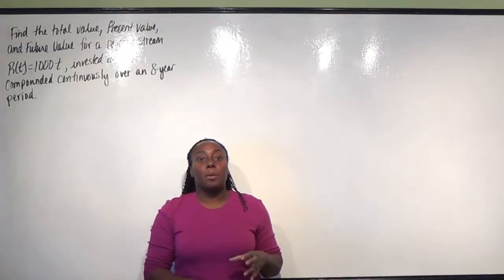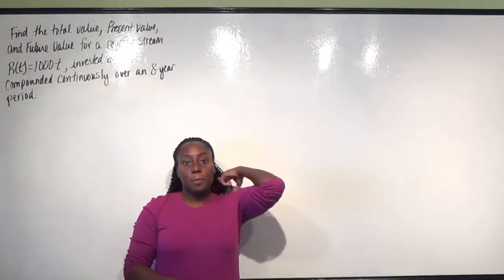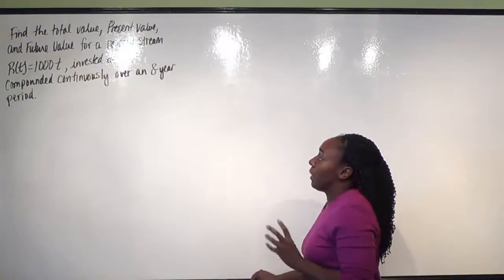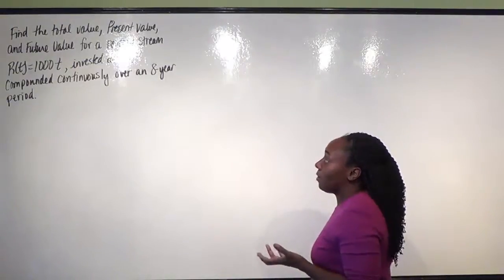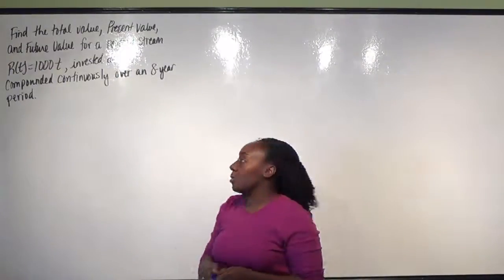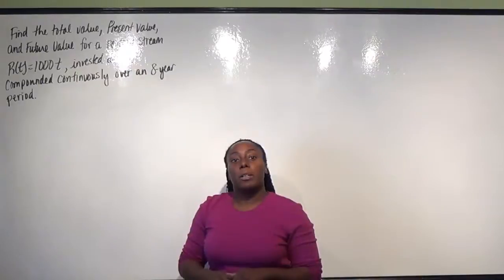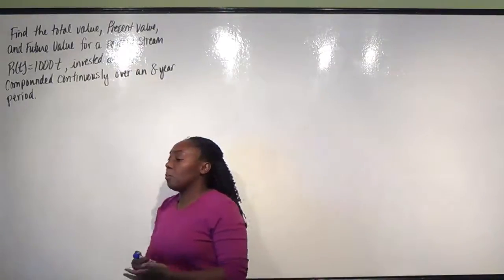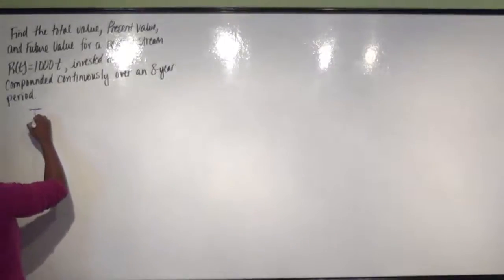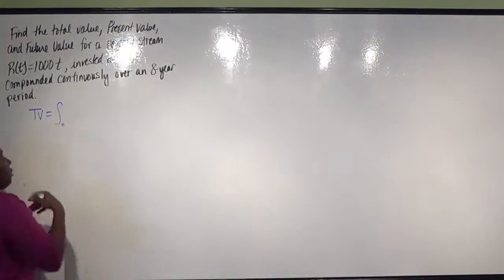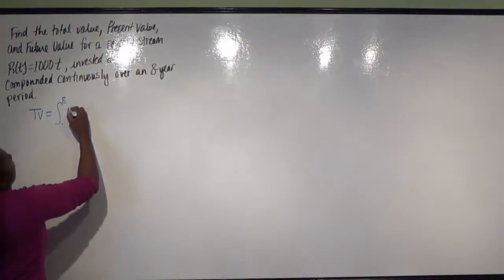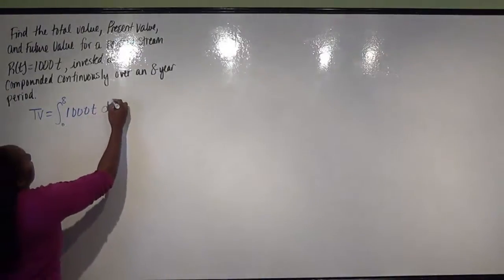But now we're going to look at ones that are not continuous income streams. Okay. So here we are given a revenue stream that is labeled at 1,000 t. The amount is going to be invested at 5% compounded continuously, and it's going to be over an 8-year period. So we want to determine total value, present value, and future value. So just like the last one, our total value is just the integral over the period. So from 0 to 8 of our revenue stream, which is 1,000 t dt.